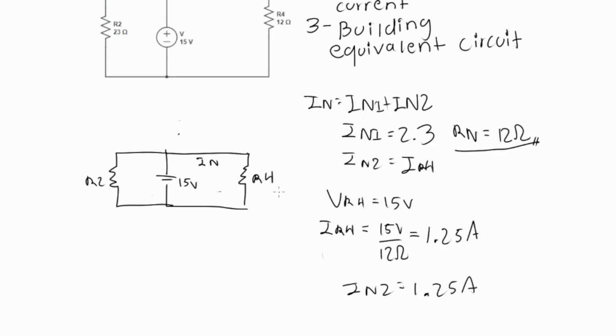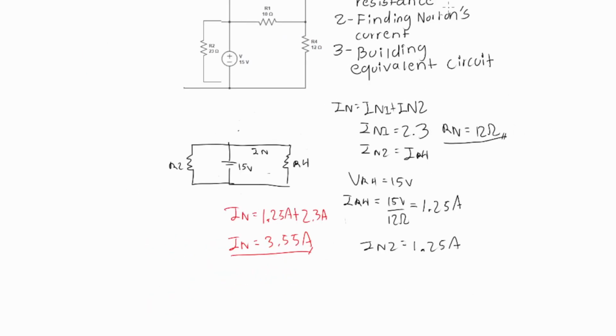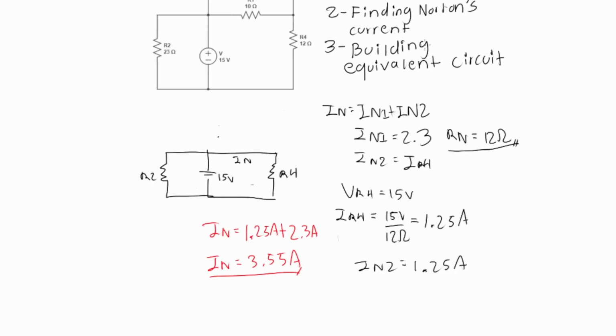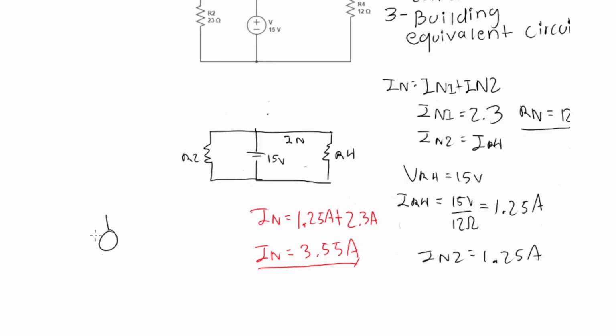And as I explained before, we'll have to add Norton's current 2 and Norton's current 1 to obtain the final Norton's current. Norton's current will equal 1.25 amperes plus 2.3 amperes. And this equals 3.55 amperes. So we now have finished the second and the hardest step in the procedure. We just have to do the final step, which is building the equivalent circuit where we'll be able to find resistor 1 current and voltage values.